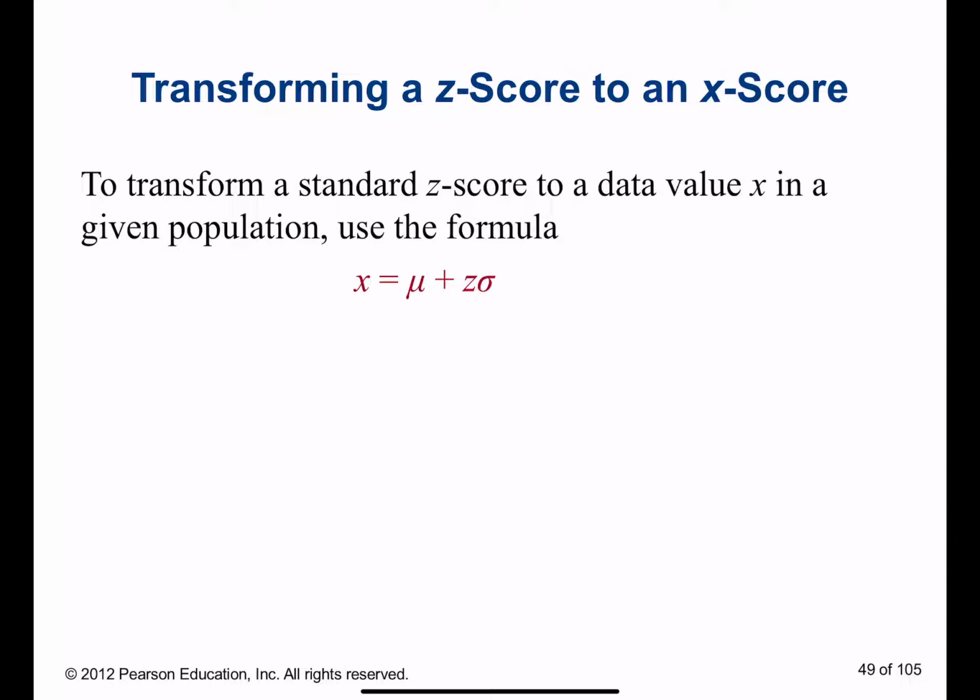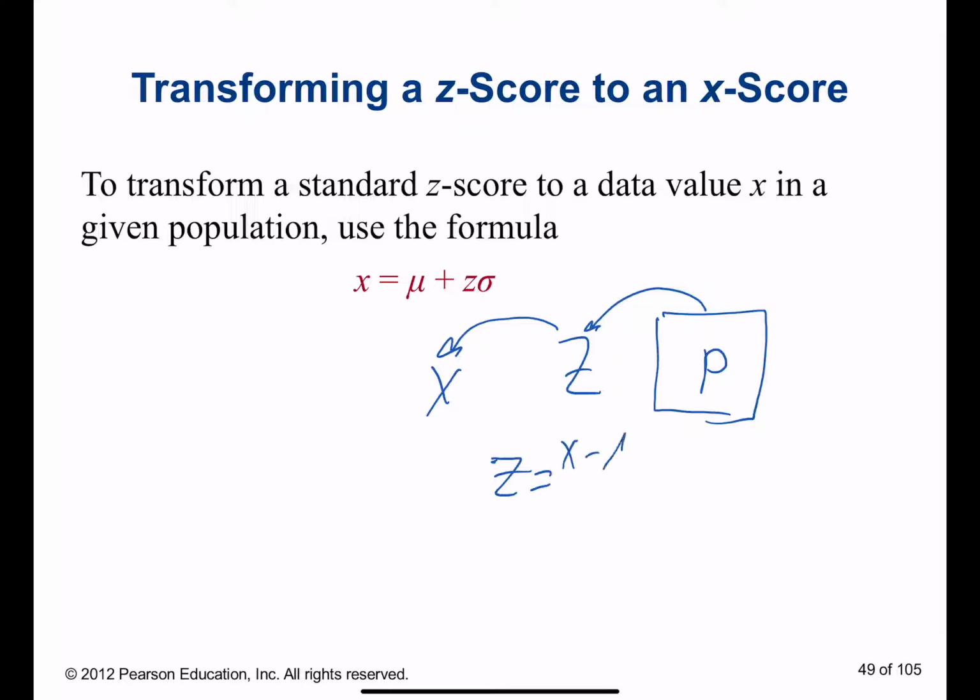So with that, till now we learned how to convert from probability to z-score. Now we are moving from z-score to get x. We know the z-score is equal to x minus mu over sigma. From this formula we can get x equal to mu plus z sigma.